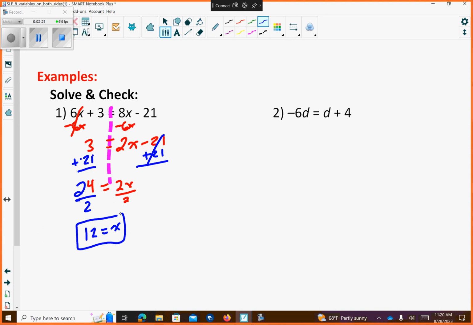Our next problem, problem number 2. So I'm just going to draw my line down. I need to get d by itself. Well, I'm going to subtract d from both sides and realize this is the same thing as 1d. So that's going to give me negative 7d on the left side. And those cancel each other out, equals 4. Divide both sides by negative 7. So d is equal to negative 4/7. Now notice, I could have the negative on bottom, I could put it in the middle or up on top, it doesn't matter.